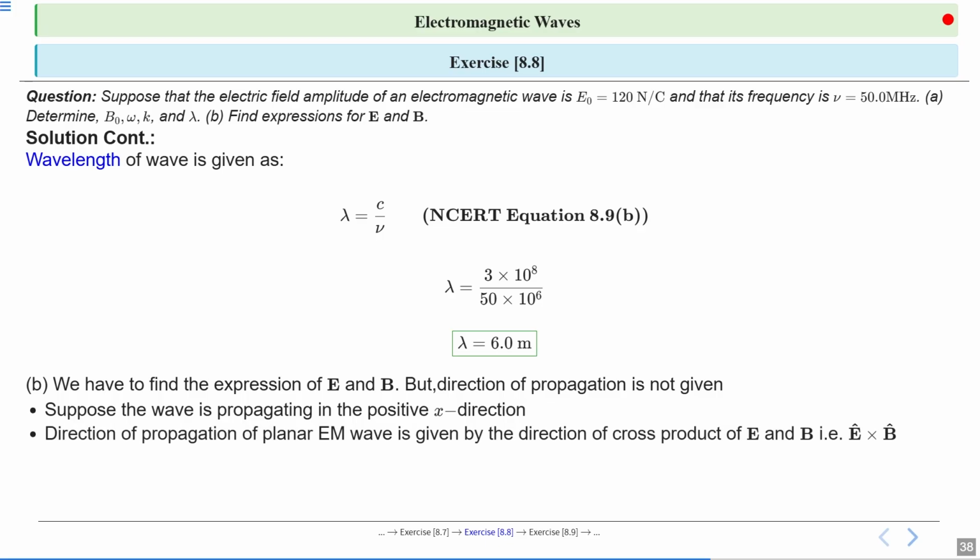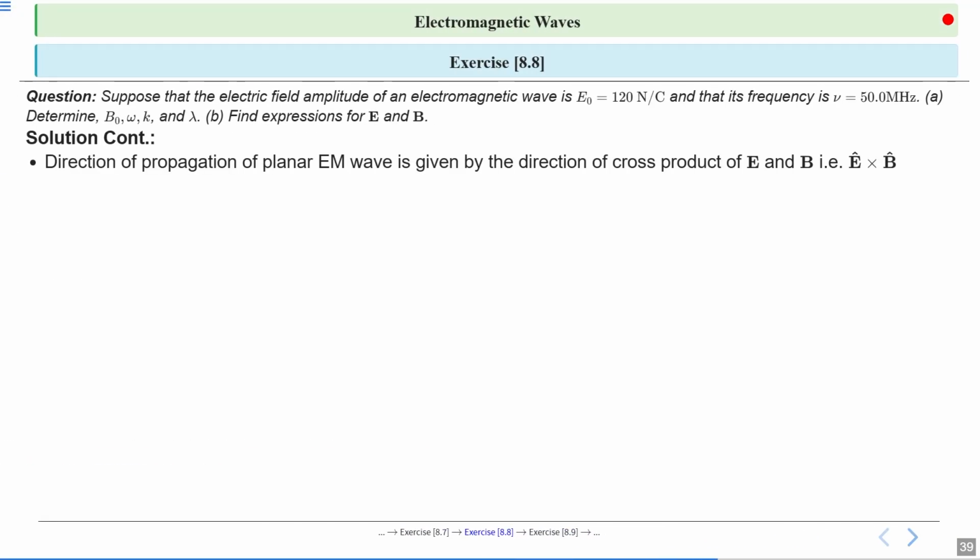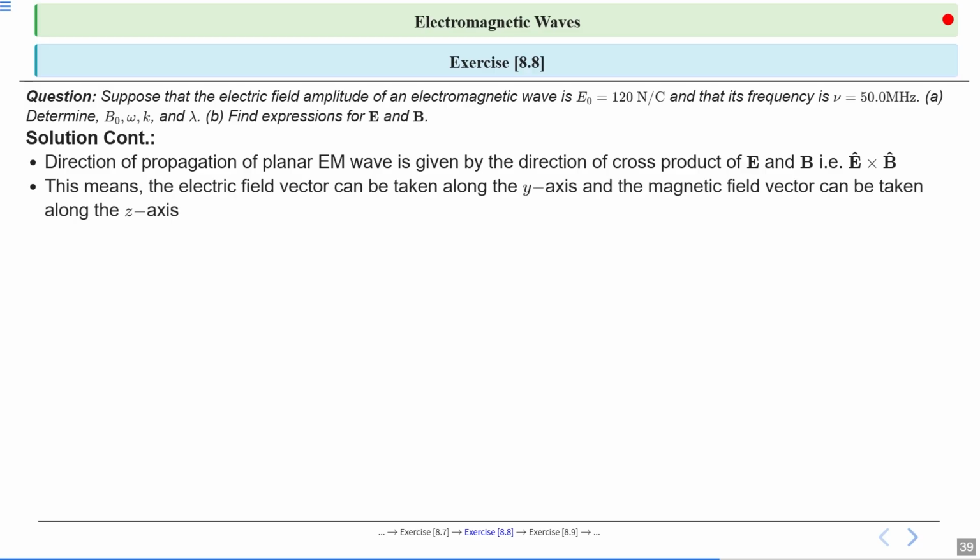The direction of propagation of a planar EM wave is given by the direction of the cross product. Now we will do the same thing that we discussed in one of the previous questions: we can find the direction of propagation by the cross product of the directions of the electric field and magnetic field, that is E cap cross B cap. This means the electric field vector can be taken along the y-axis.